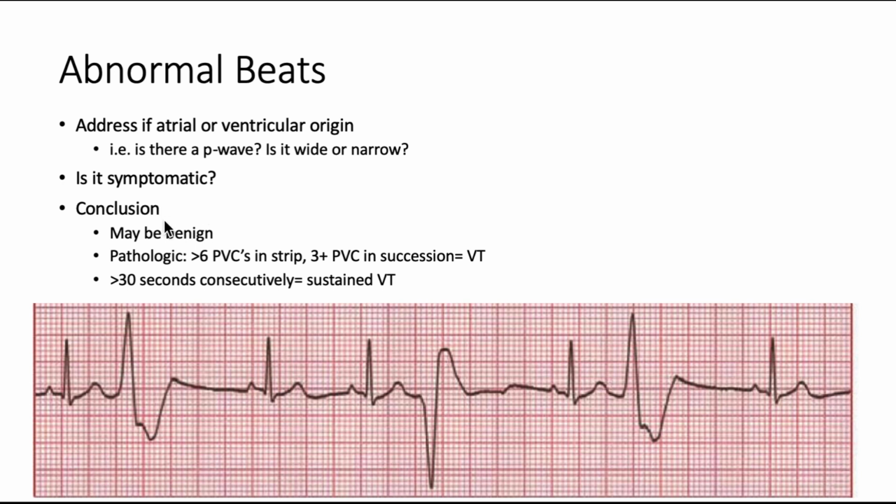However, there can be times when these abnormal beats get pathologic, and something like this strip is a pathologic strip. So if you're seeing greater than 6 PVCs in a full 10-second course, then you're looking more at sustained or non-sustained VT. If there's 3 or more in a row, then we're really having issues with the ventricles. And then if they're greater than 30 seconds, we're looking at something like a sustained VT. So although part of the EKG may be normal, we still have pathology that we're really concerned about.